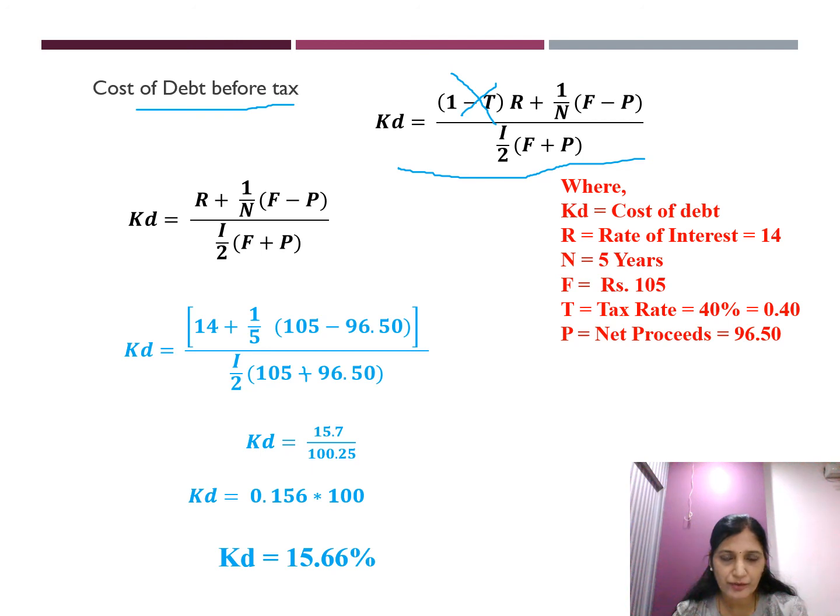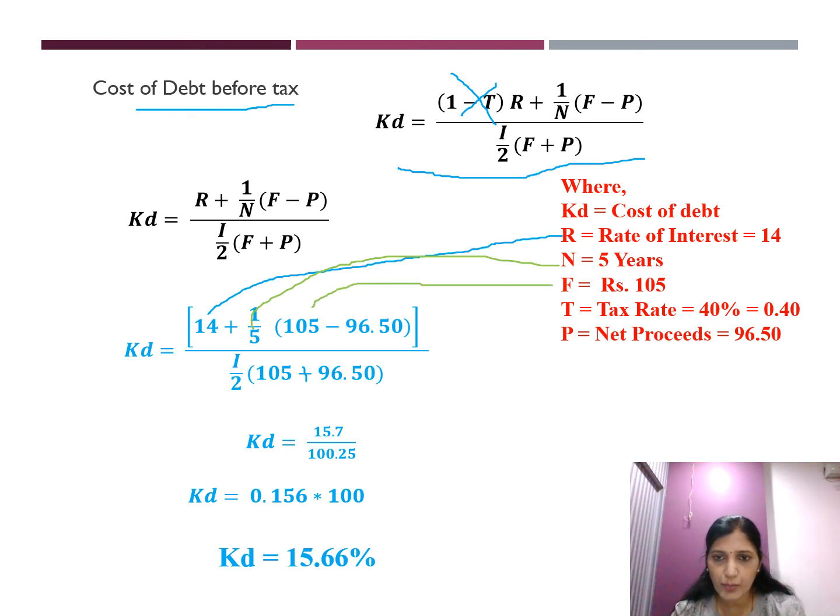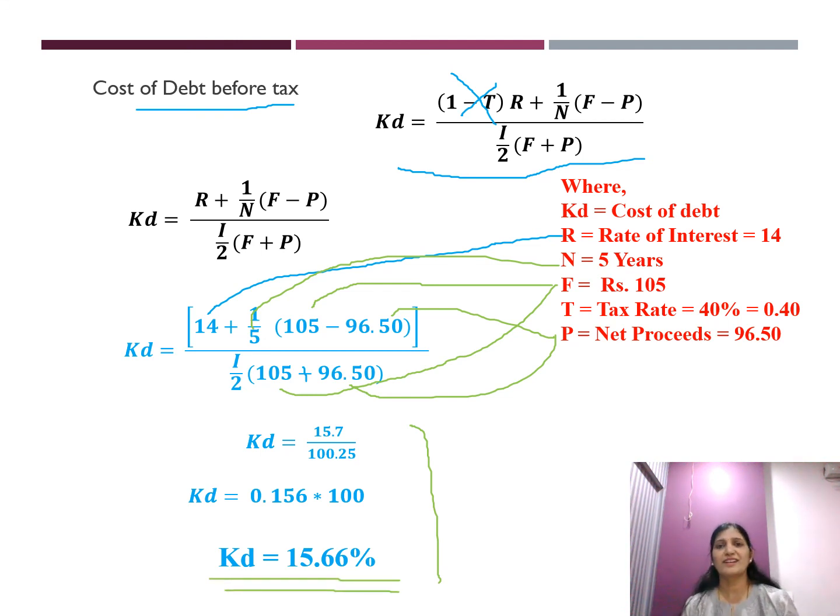Now these values I have brought over here so that you can understand it very clearly. So KD is equal to 14. What is this 14? From where did you get? R. There is no T, remember here. R. I have taken this. Now 1 by 5. N. 1 by 5 I have taken over here. F, 105. F is substituted over here. 96.50 P, that is substituted over here. Half F, again 105 I have brought it over here, and again P I have brought it here. So calculations is done, and this is the cost of debt before tax. Clear about this?